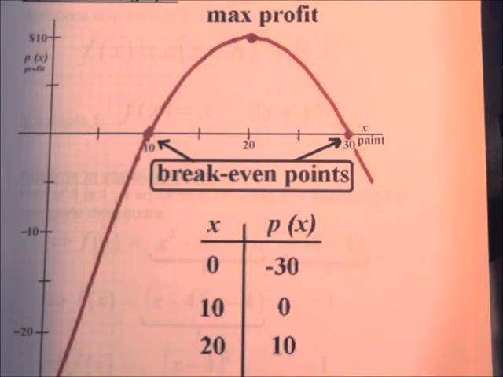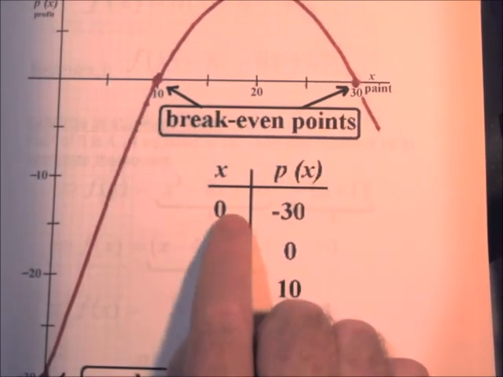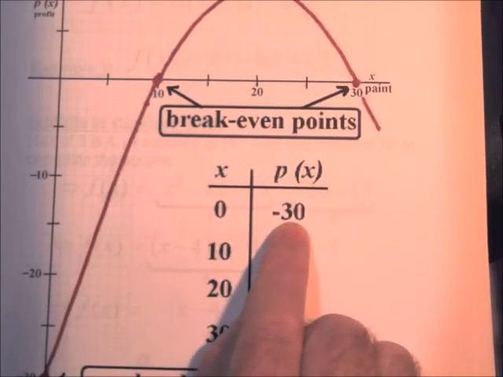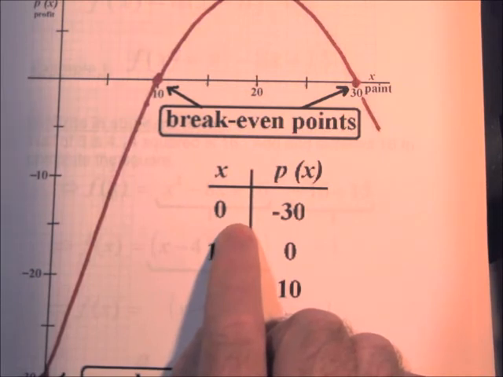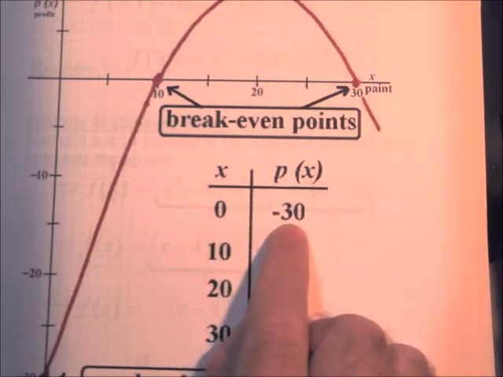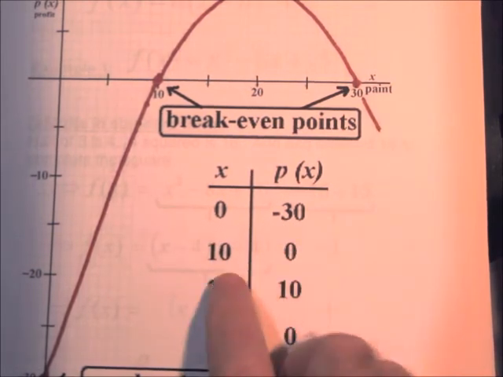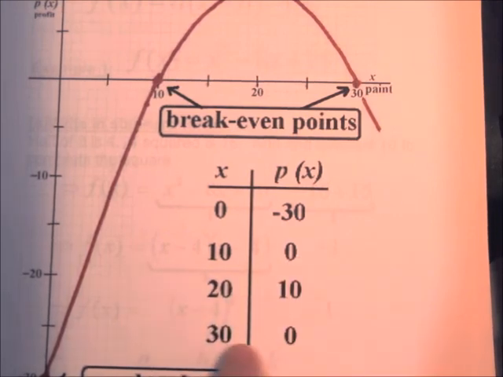Make our table of values. This is the y-intercept. That's also the overhead cost: (0, -30). We have the two x-intercepts, (10, 0) and (30, 0). Those are the break-even points. And then we have the vertex representing the maximum profit, (20, 10).